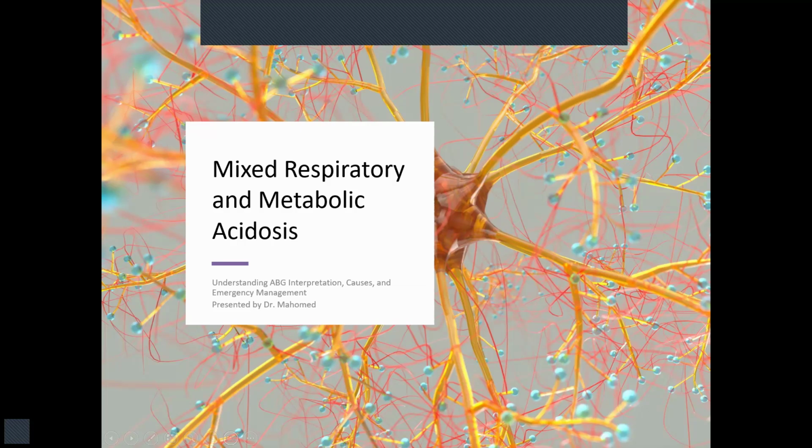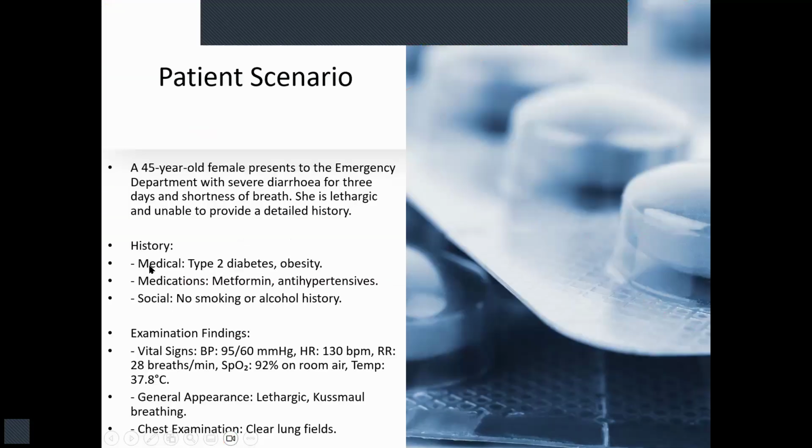So let's move on to the next part. Here we have a patient scenario: a 45-year-old female presenting to the emergency department with severe diarrhea for 3 days and shortness of breath. She is lethargic and unable to provide a detailed history. She's a known type 2 diabetic, with obesity as well, currently on metformin and antihypertensives. No smoking or alcohol history.